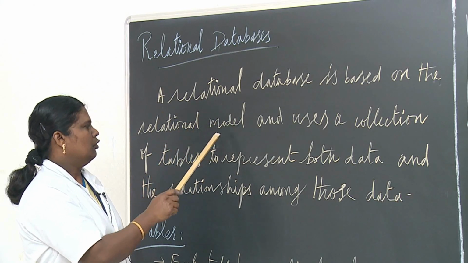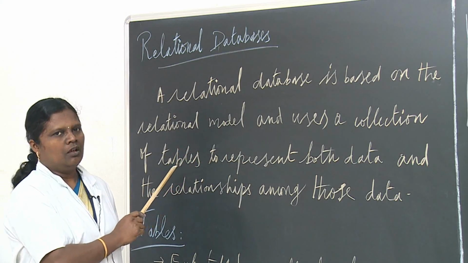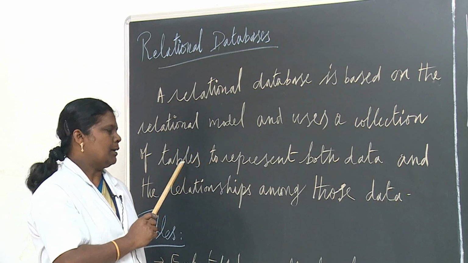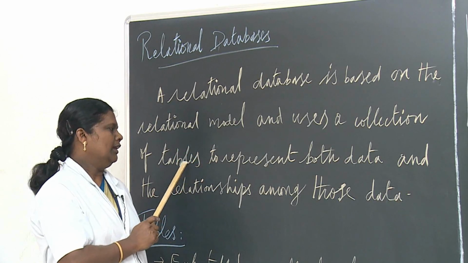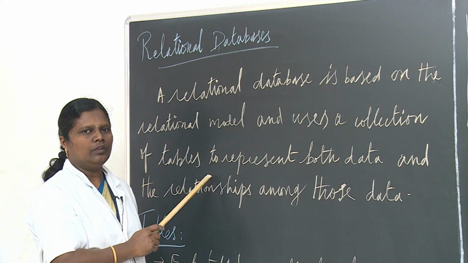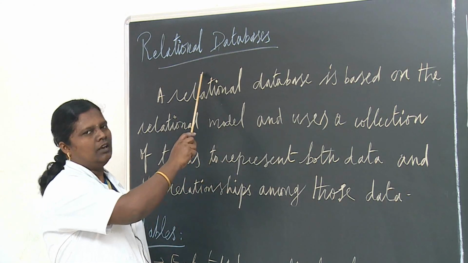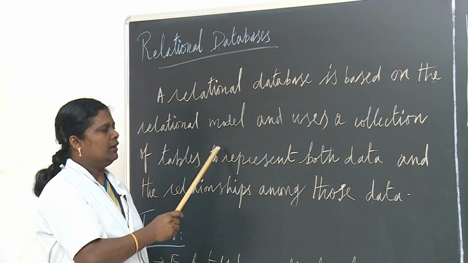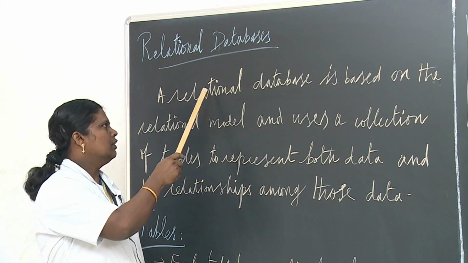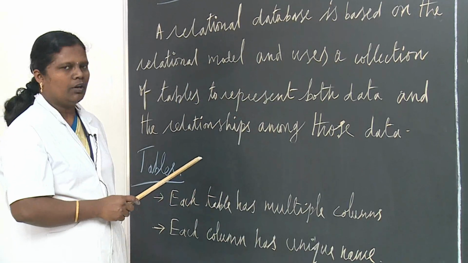So this follows the relational model and it includes a collection of tables. For each and every database it follows a separate table in order to maintain the data along with its relationship. So this describes the relational databases. Data in databases are saved in the form of tables, that is known as a relational database. So here the table is important.